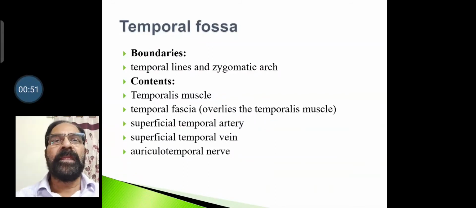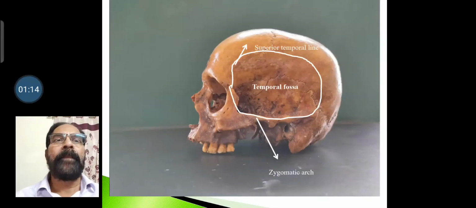Contents: temporalis muscle, temporal fascia that overlies temporalis muscle, superficial temporal artery, superficial temporal vein, and auriculotemporal nerve. So these are the contents of temporal fossa. So that is the temporal fossa.